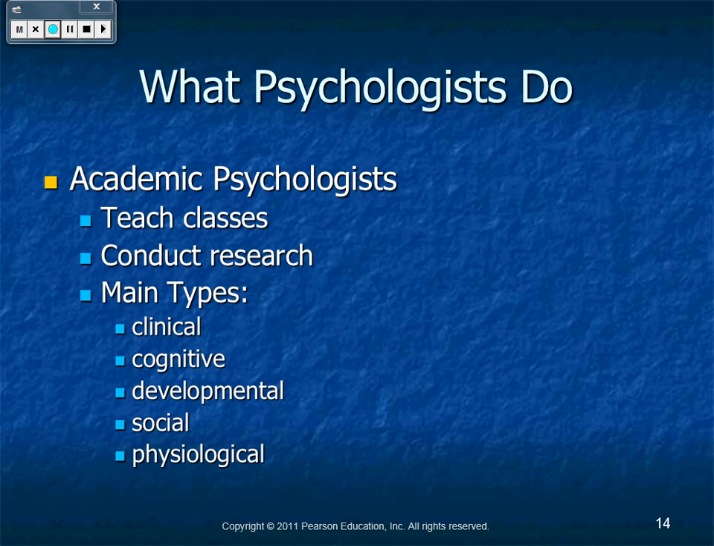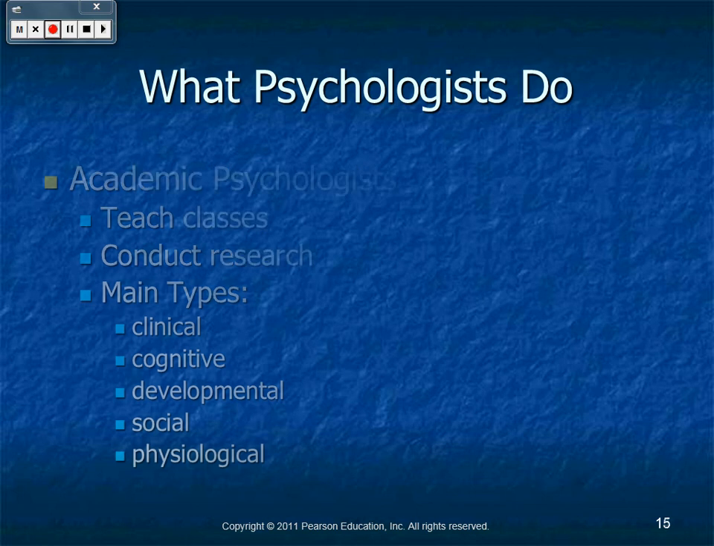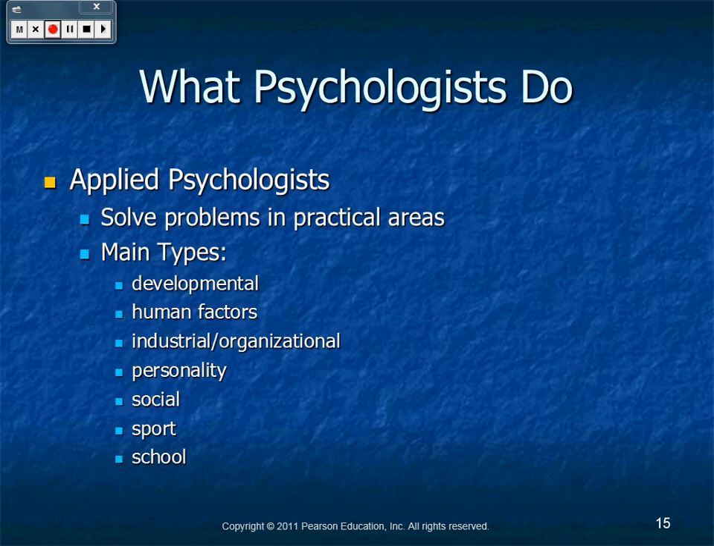All right, we go back to the applied psychologist. We look at a couple of other things. You got your developmental. Don't worry about human factors. IOs, the industrial organizational psychologists. These individuals see how industry and organization affect people, and how people affect industry.